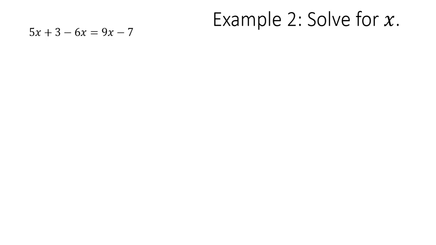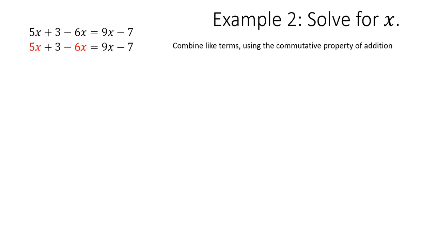Alright, next example. Similar to the last one, except there's variables on both sides. So the first step we're going to do is combine like terms using the commutative property of addition. So I'm going to, the 5x and the negative 6x are like terms, so I'm going to move those to be together. And I can do that because they're on the same side, so I haven't really done any algebra here. And then I brought down the 3 and the 9x and the negative 7.